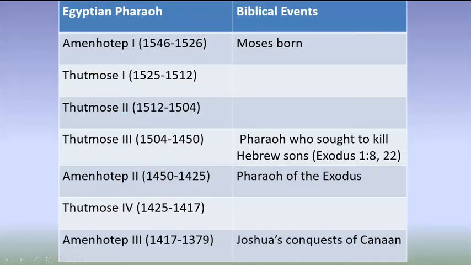And just one last slide to show you where biblical history, people, places, things, and events line up with some of the Egyptian history of the pharaohs. So from Moses' birth, the Pharaoh who sought to kill the Hebrew sons in Exodus 1, the Pharaoh of the Exodus, and we'll talk more about that when we get there, all the way up to Joshua's conquest of Canaan.